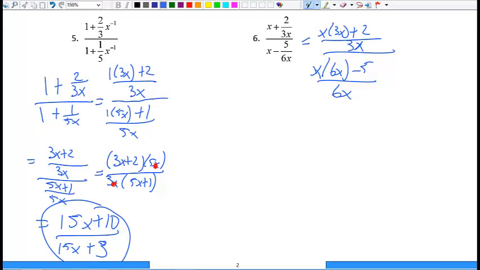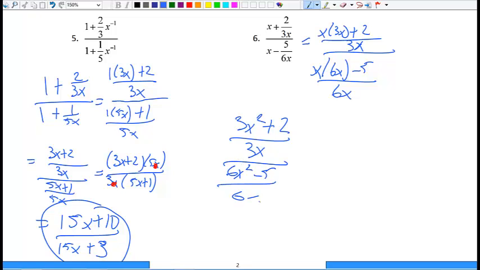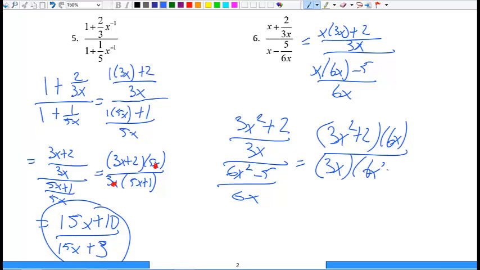Alright, so if we multiply this out, we get 3x squared plus 2 over 3x. And this is 6x squared minus 5 over 6x. And then we're going to do the multiply by the reciprocal rule. So that's 3x squared plus 2 times 6x over 3x times 6x squared minus 5.